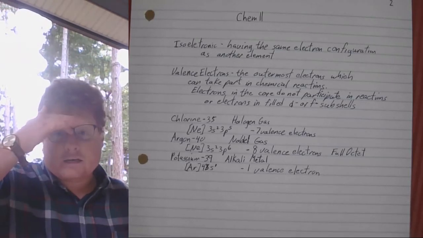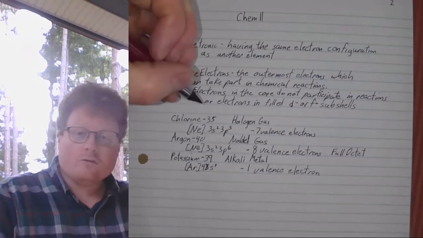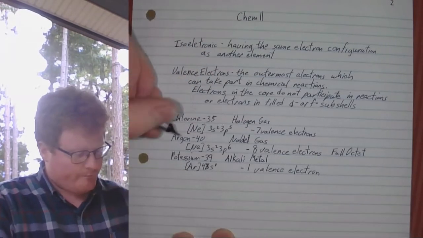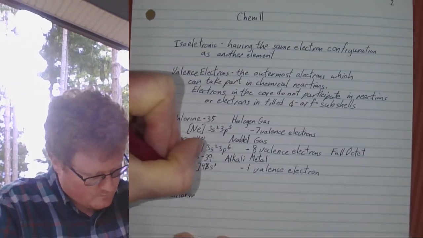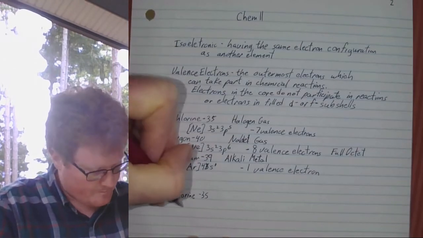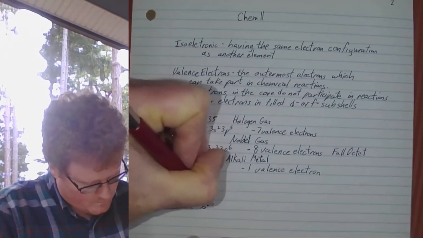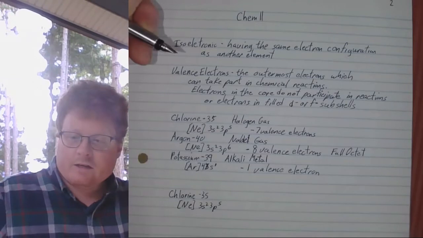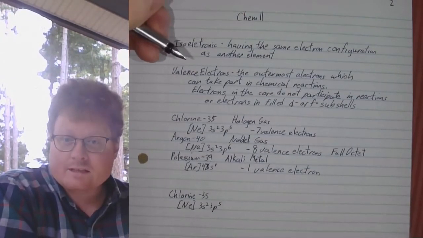All right, so picking up where I left off, we want things that are going to fulfill an octet. That's when they're happy, and this is how we form ions. So let's take a look at chlorine. Chlorine has 7 valence electrons. Let's write out again its configuration. Halogen gas. So it wants to fulfill what's known as the octet rule.